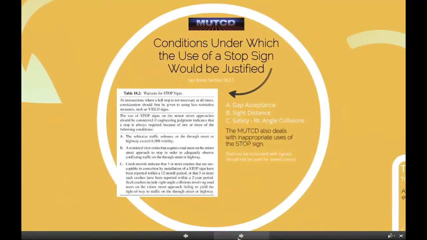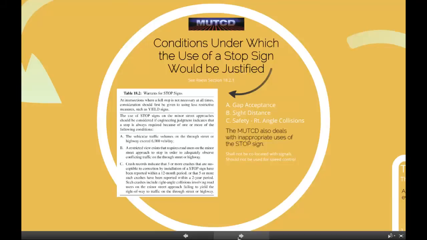Here we find that the MUTCD warrants for stop signs identify three conditions for considering stop sign use. Condition A is where vehicle volumes on the major street exceed 6,000 vehicles per day. Condition B points to sight distance restrictions causing minor street drivers to stop in order to adequately observe conflicting traffic. Condition C is 3 or more correctable collisions within 12 months or 5 or more correctable collisions within 2 years.